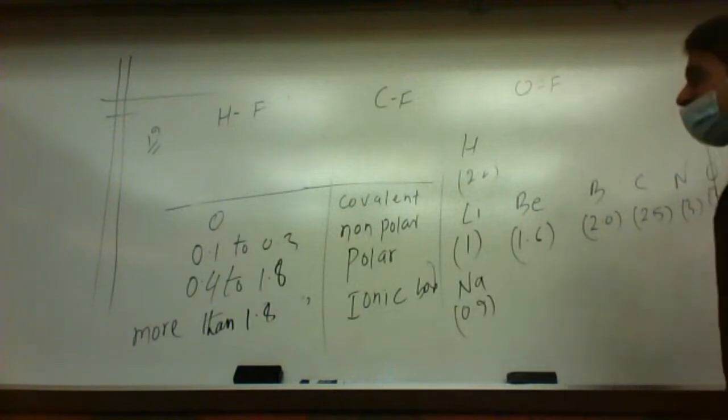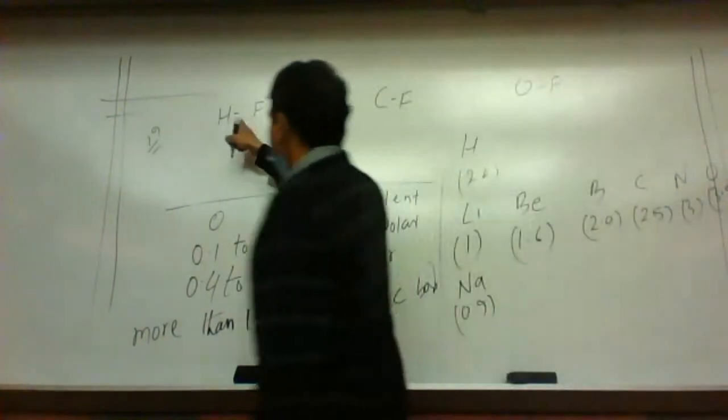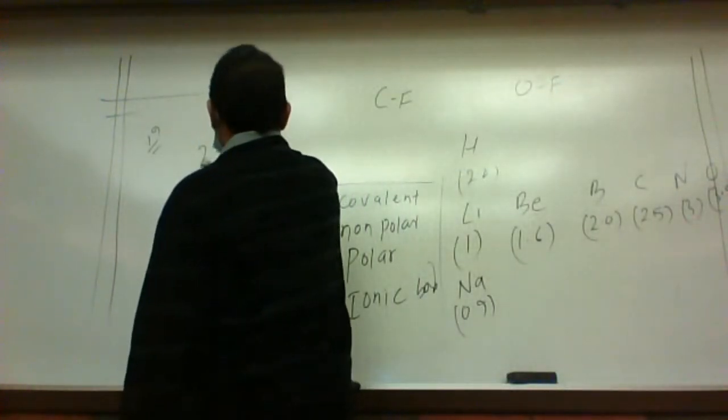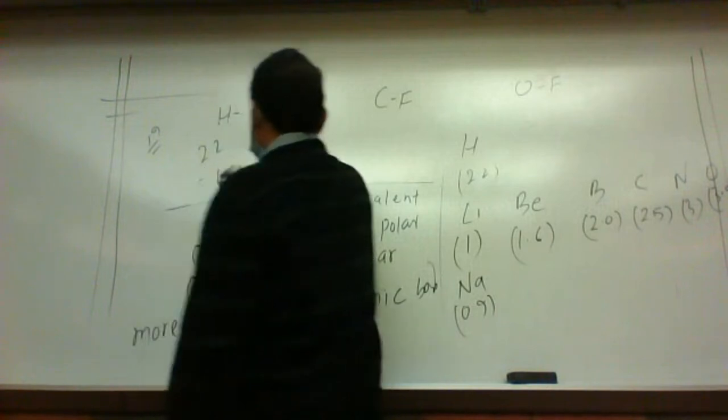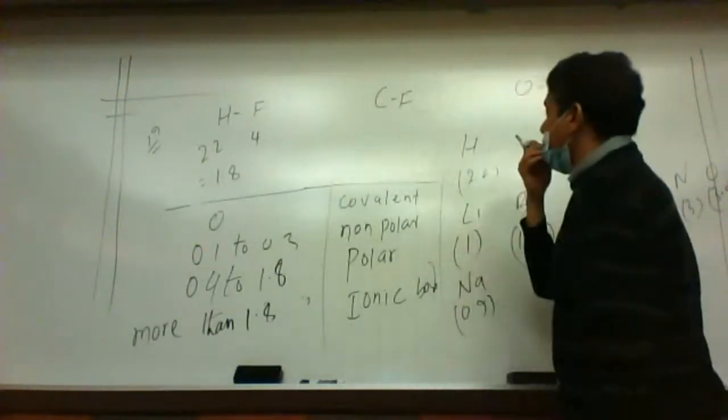So let's calculate the electronegativity difference. Hydrogen is 2.2 here, and fluorine is 4. 4 minus 2.2 is 1.8. So the electronegativity difference here is 1.8. Let's calculate this one.